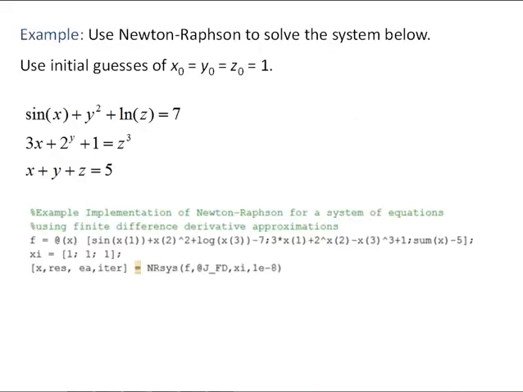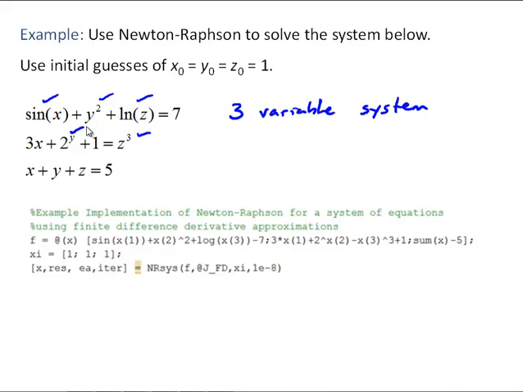So let's look at an example. We'll solve this system of equations. Here we have a three variable system. Lots of nonlinear things going on here with the sine, the y squared, the natural log, z cubed, 2 to the y. So lots of nonlinearity in this system. It would be relatively tedious to calculate all of these partial derivatives. So we'll look at how we can do this with finite difference approximations.